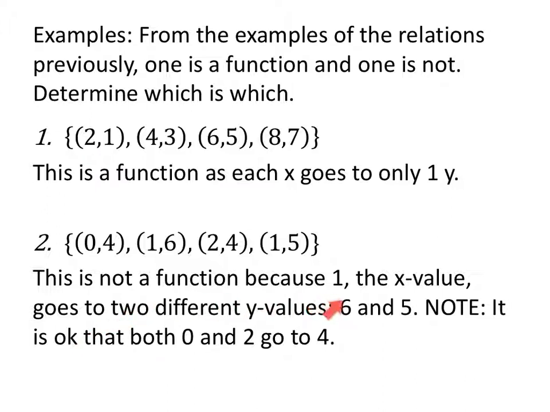Example number 2 is not a function because 1, the x value, goes to 6, and 1, the x value, goes to 5. Two different ordered pairs, same domain value, but they have a different range value. That's not okay. The fact that 0 goes to 4 and 2 goes to 4, that doesn't matter at all. What matters is a single x can only have one y value. This x value of 1 has two different y values, so that's what ruins it being a function.